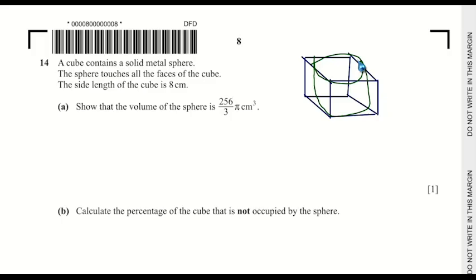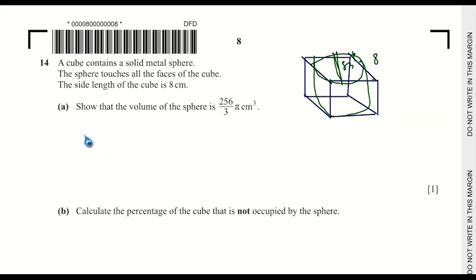Now, the distance from here to here is given as 8 centimeters. So it means the diameter of the sphere is going to be 8 centimeters, right? So that means the radius is 4 centimeters. Okay, so this is very important.